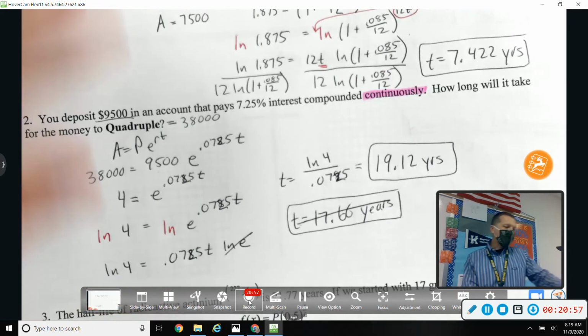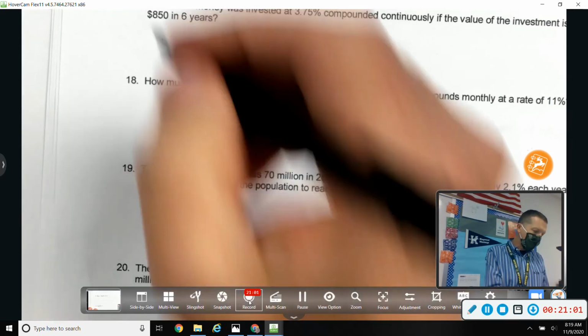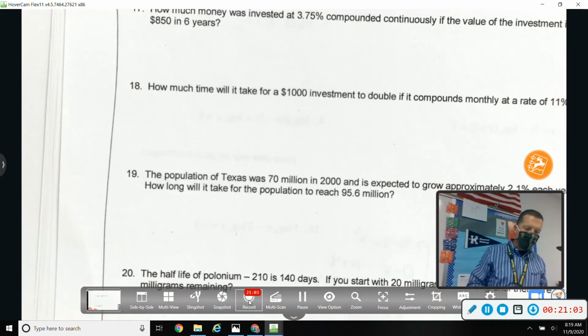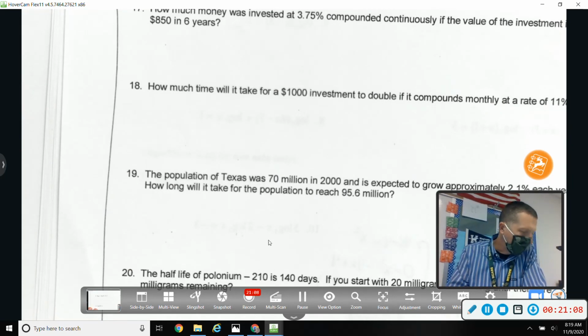All right, so try the ones on the other side, or 17 through 21. We'll have to do a half-life problem tomorrow, but that's okay. It's only 5 problems, so give them a go.